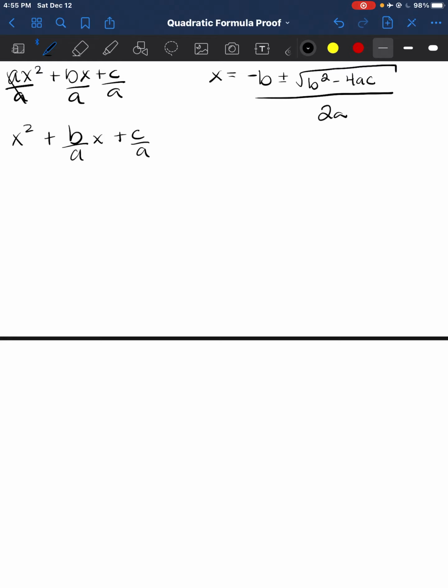Next, we're going to complete the square. So we need to move this c over a to the other side, and we also need to give some space.